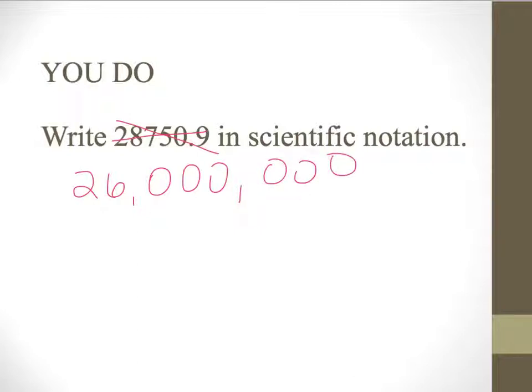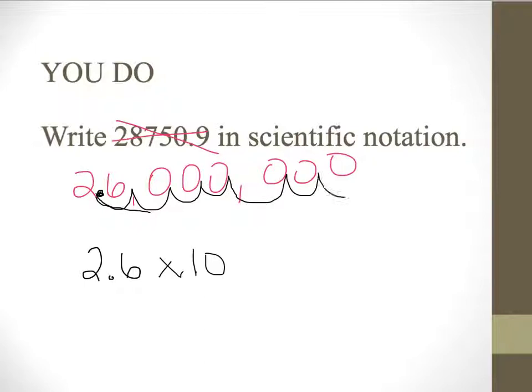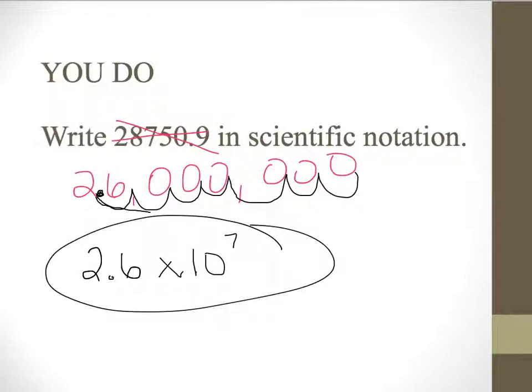So how do I write this in scientific notation? Well, after the first whole number is right here, 2.6. I'm going to the right, so I know that it's going to be a positive number. So times 10 to the 1, 2, 3, 4, 5, 6, 7. So 2.6 times 10 to the 7.